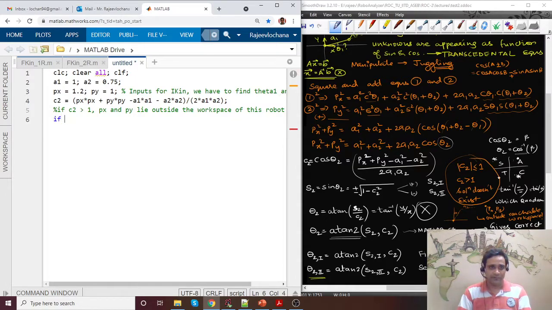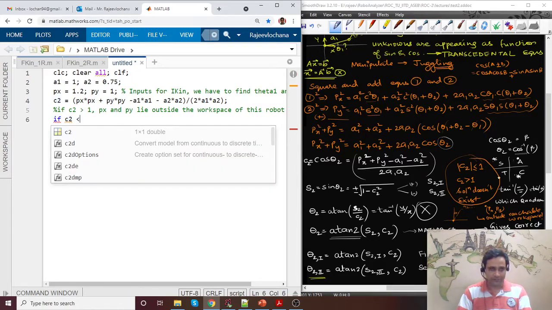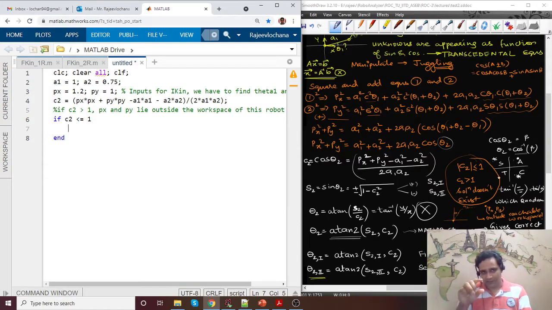So if C2 is less than or equal to 1, there is a condition: only if it is less than 1 will we go to the next step, otherwise it will not go, it will not even do.